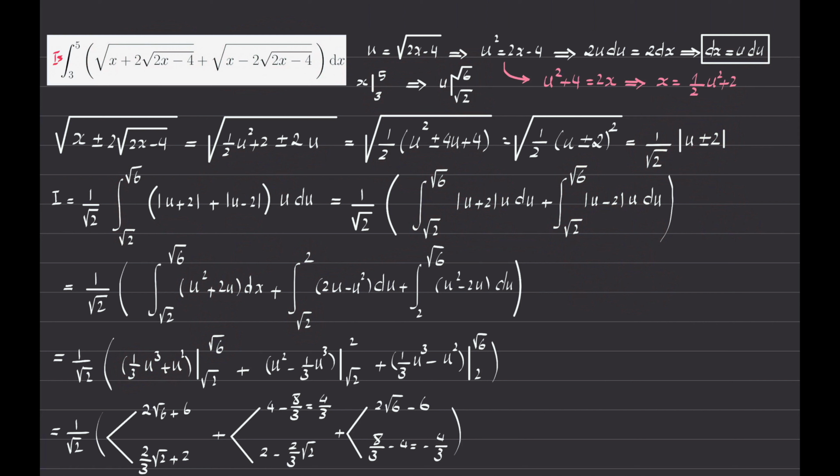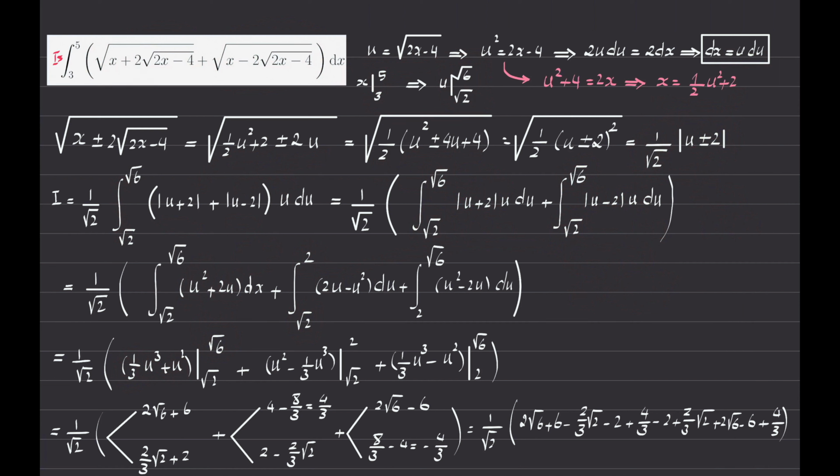Okay, and then every time I have to write the number above minus the number below. So let me do that. So this becomes 1 square root of 2, the number above minus the number below. Yes, the next one, the number above minus the number below, and the number above minus the number below, which will be minus 4/3. So that will be my answer.